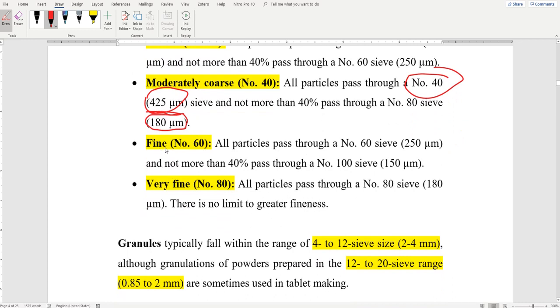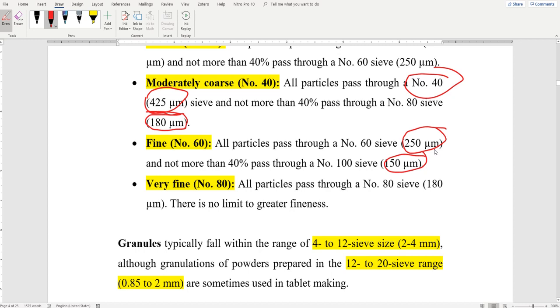Same thing for fine powders. Fine powders are those in which all the particles pass through sieve number 60, which is 250 micrometers, and not more than 40% pass through sieve number 100, which is 150 micrometers. So mainly the powder will be from 150 to 250. In this case we refer to the powder as fine powders.